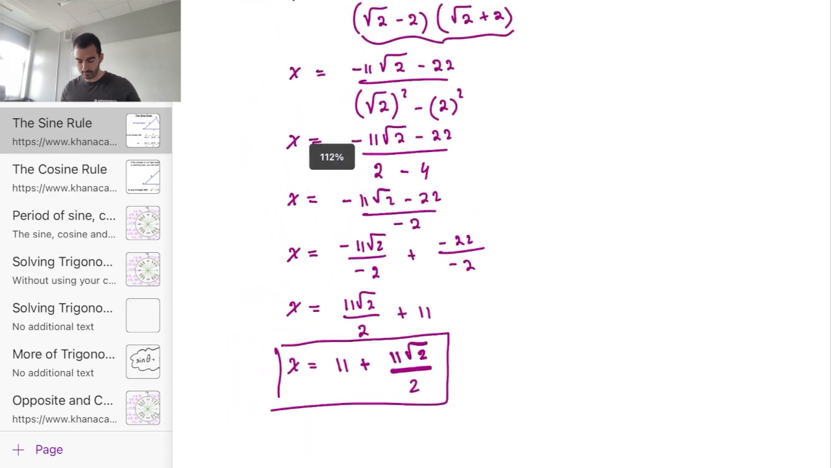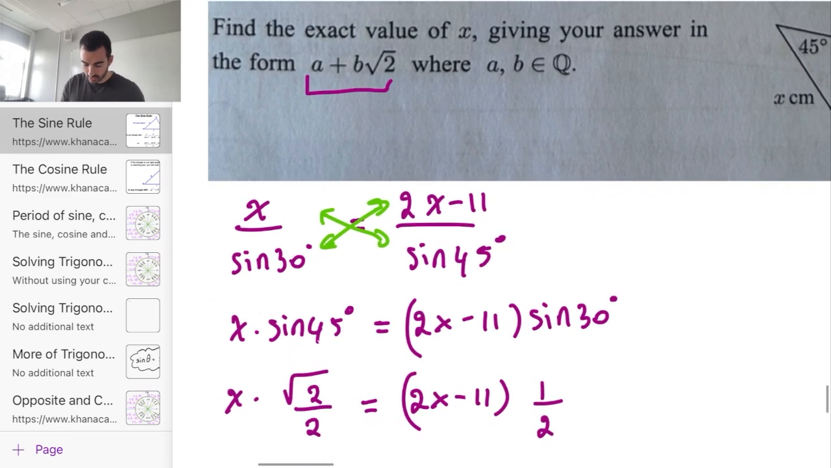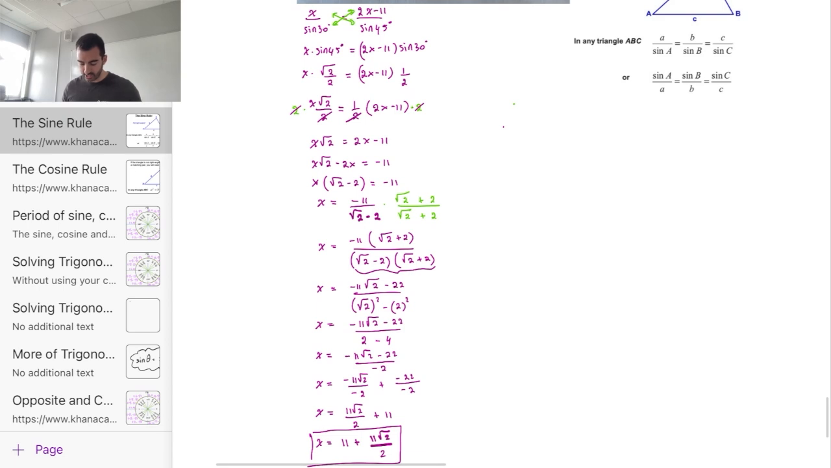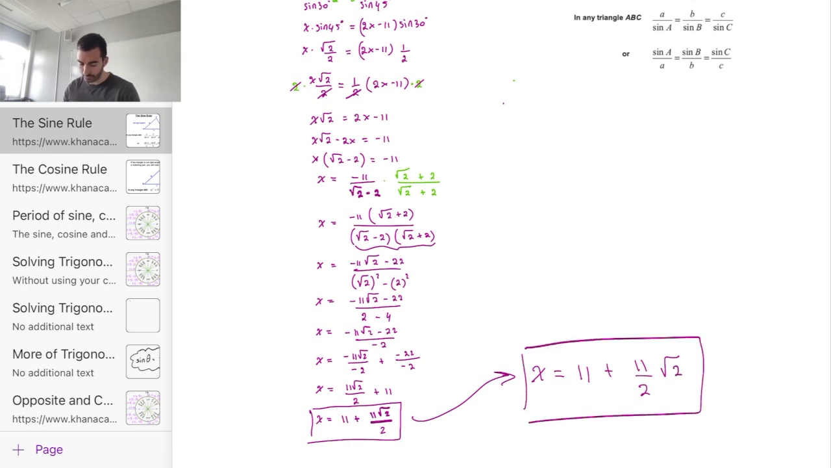which is the same format as this over here. So we can see that a is equivalent to 11 and b is equivalent to 11 over 2. Actually, I can write it a little bit differently, but the same way. I will have 11 plus 11 over 2 root 2. This is the value of x, and as you can see, a is 11 and b is 11 over 2.